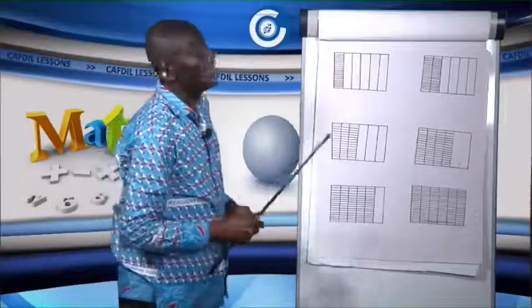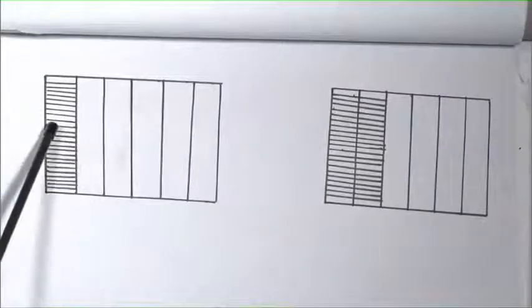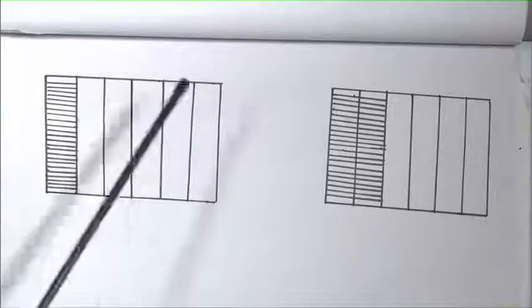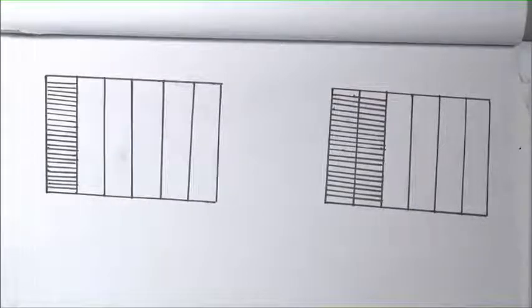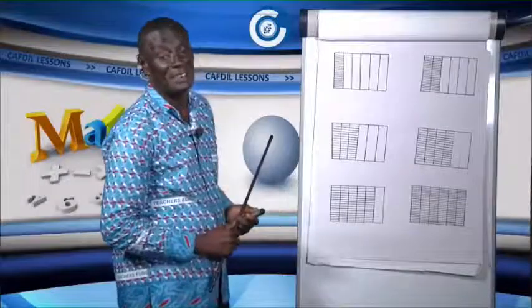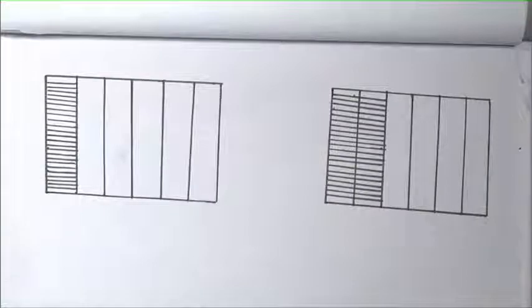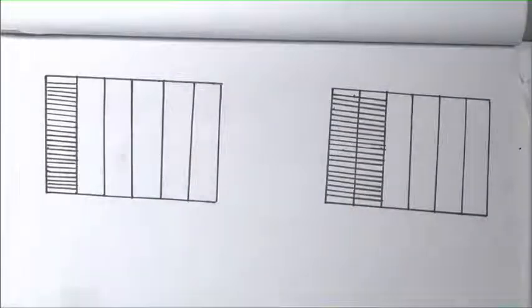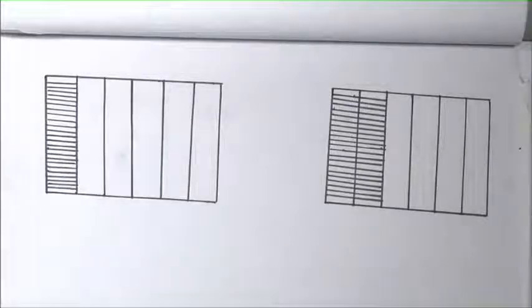This time we have a rectangle. How many parts do you see inside it? 1, 2, 3, 4, 5, and 6. Very good. How many parts have been shaded? 1. So what fraction of the rectangle has been shaded? 1 out of 6. What do we call it? 1/6. Good.